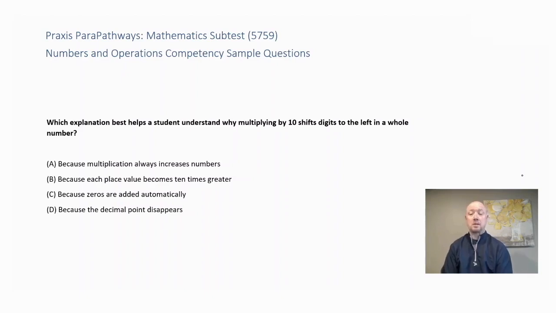All right, so let's eliminate some possibilities again. So choice C is a shortcut, automatically adding zeros when you multiply by 10. So I'm going to eliminate that choice. D, because the decimal point disappears. Well, that is not always the case. So for example, if you multiply 1.37 by 10, the decimal point moves over one spot, so it doesn't disappear. Choice A is too vague because multiplication doesn't always increase numbers. And the correct answer here is choice B, because each place value becomes 10 times greater, which makes everything shift over one digit.